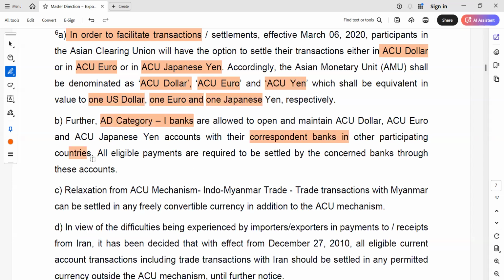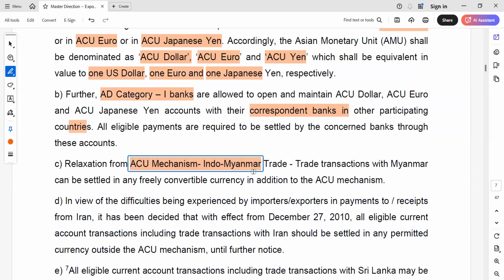Relaxation from ACU mechanism: Indo-Myanmar trade. Trade transaction with Myanmar can be settled in any freely convertible currency in addition to ACU mechanism. Okay, so you can remember that there is a relaxation for Indo-Myanmar trade.